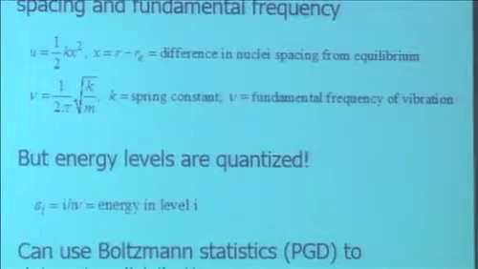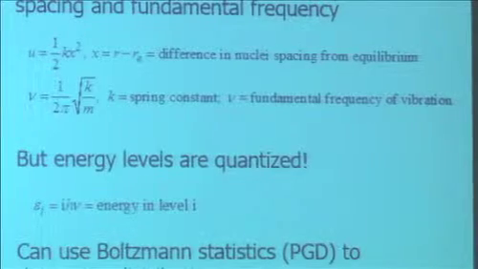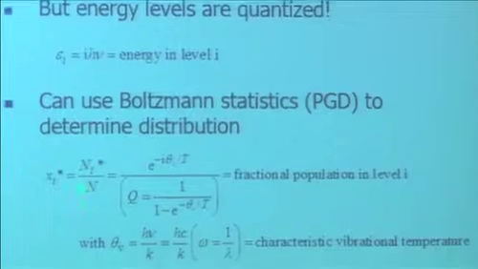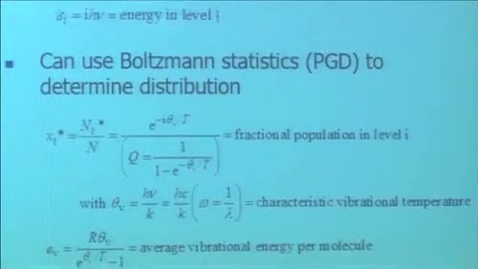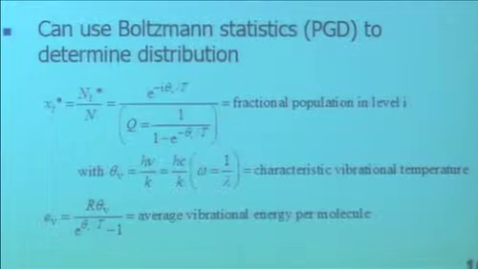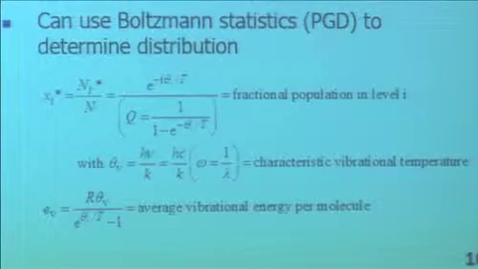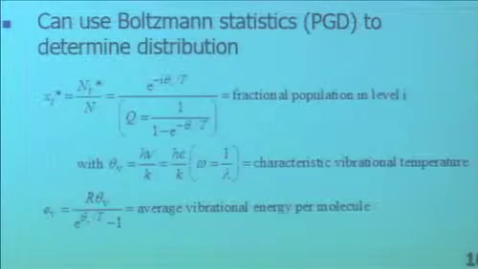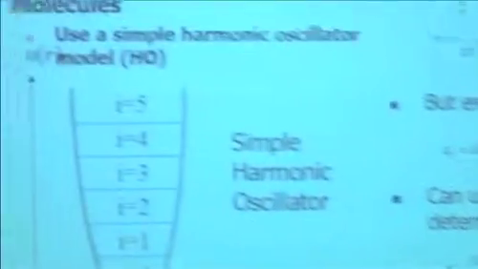They're quantized. You can use Boltzmann statistics. I'm sorry, it's too small to read, but you now know what it is. This is the Boltzmann distribution in level i. What's the degeneracy of level i? For vibration alone, the degeneracy is 1. Only when we introduce the rotational state do we pick up the 2J plus 1.